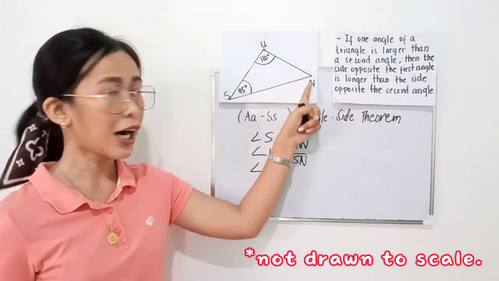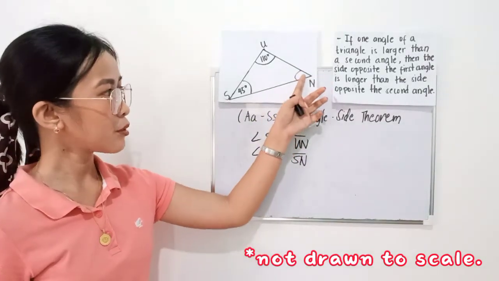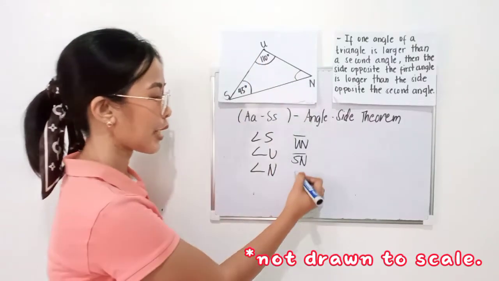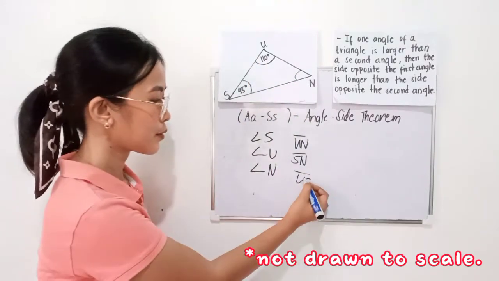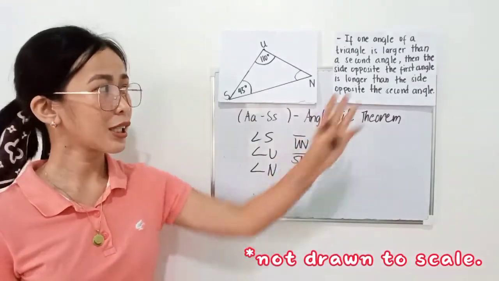And next is we have angle N. Etong angle N na to, no? So, ang katapat po niya is of course etong side na to. Therefore, we have side US as the opposite side of this angle. Okay? So, now, punta na tayo doon.